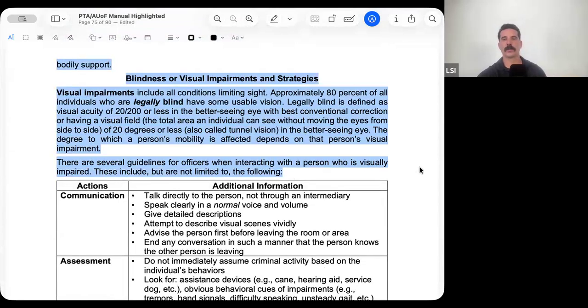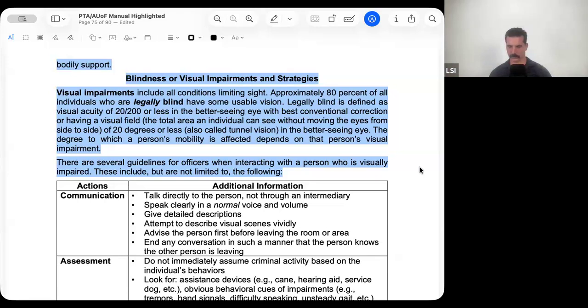bodily support. Blindness or visual impairments and strategies. Visual impairments include all conditions limiting sight. Approximately 80% of all individuals who are legally blind have some usable vision. Legally blind is defined as visual acuity of 20/200 or less in the better seeing eye with best conventional correction, or having a visual field, the total area an individual can see without moving the eyes from side to side, of 20 degrees or less, also called tunnel vision, in the better seeing eye.